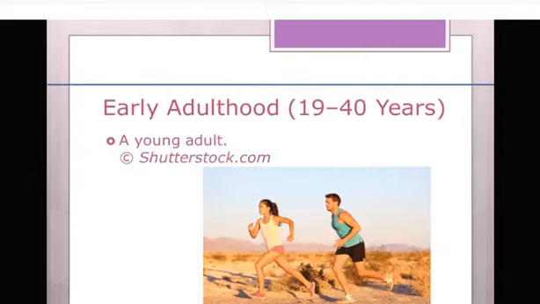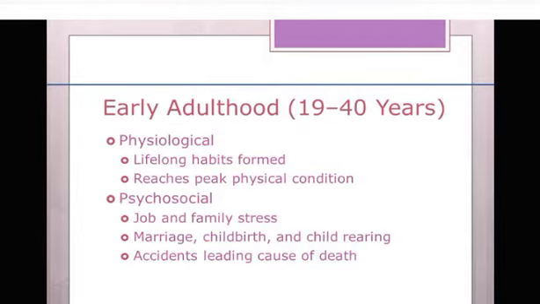Okay. Early adulthood, 19 to 40, these are people in their career years. There's people that are starting families, starting a new career, and really launching their life as an adult. Okay. Their lifelong habits are starting to form. This is when people typically reach their peak physical condition. Okay. I reached mine about 19 years old and peaked about 20.